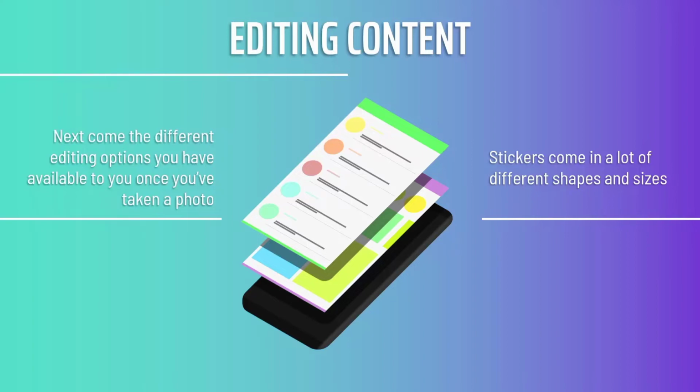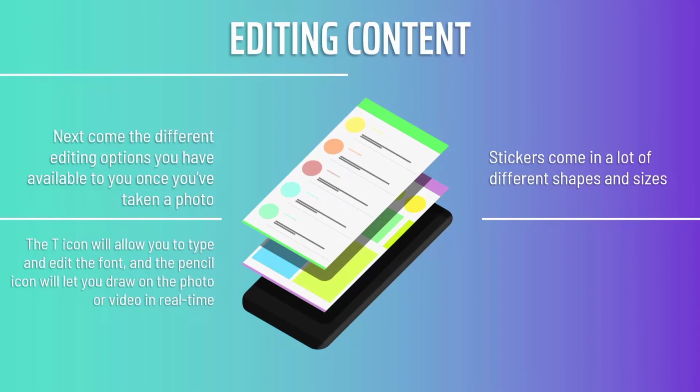they're worth exploring. The T icon will allow you to type and edit the font, and the pencil icon will allow you to draw on the photo or video in real time. The scissors icon lets you crop your image in order to create new stickers from it, which is a very handy feature if you use it properly.